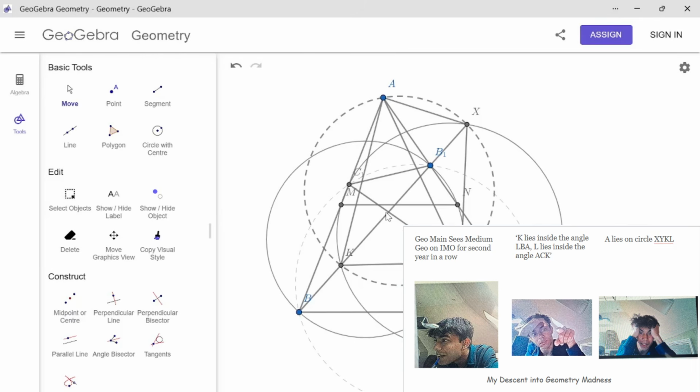Is there anything else I can prove about X? Like anything else? Can we use a sine rule to throw it? Maybe. Maybe. You know what? Actually, no.